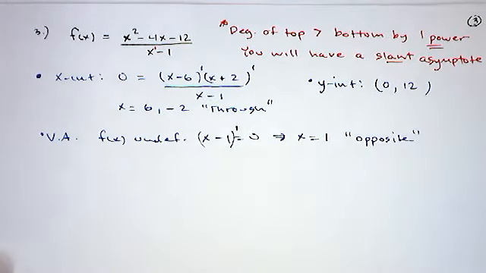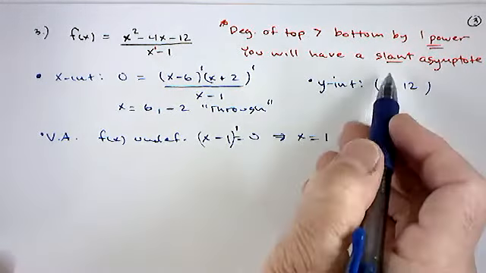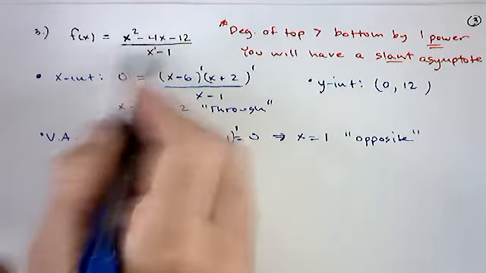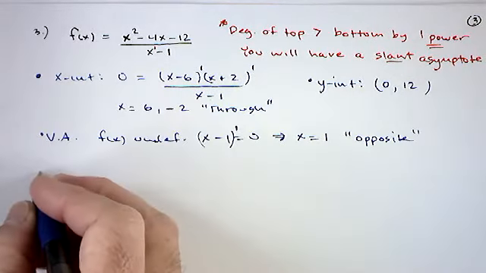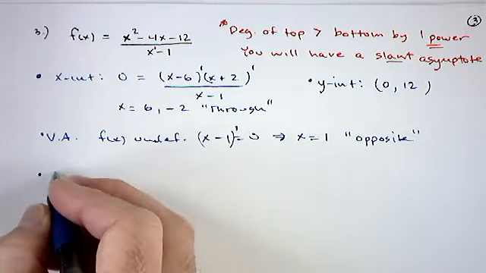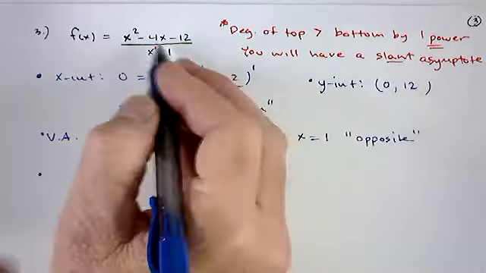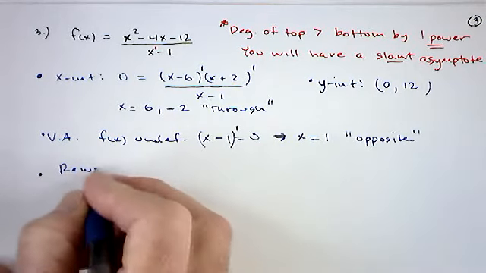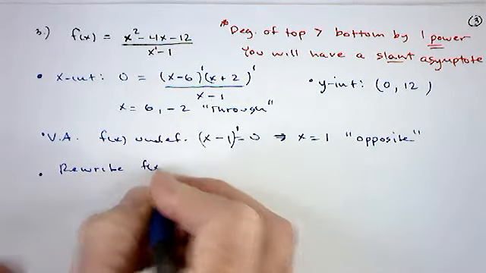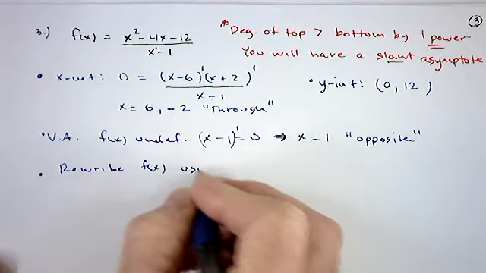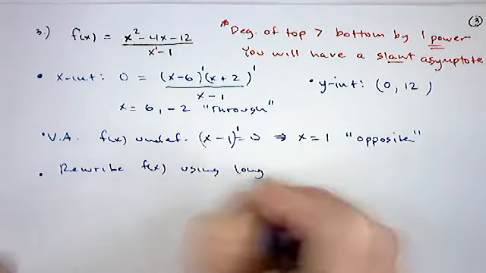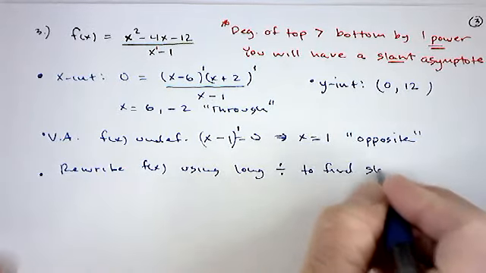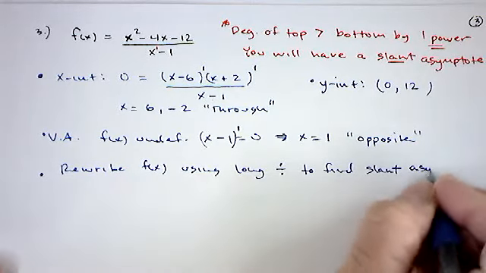behavior. And then, getting to the slant asymptote, now that we know it's going to be the slant asymptote, I'm not going to just jump straight into taking the limit as x goes to infinity. What I first have to do, remember, is to rewrite this fraction with long division. Rewrite f of x using long division to find the slant asymptote.